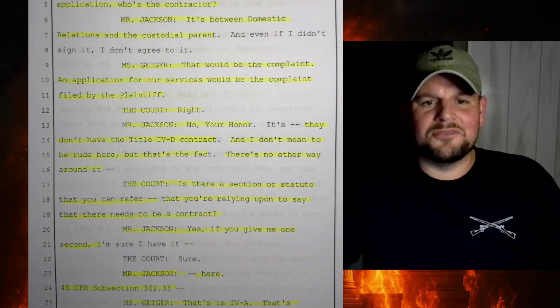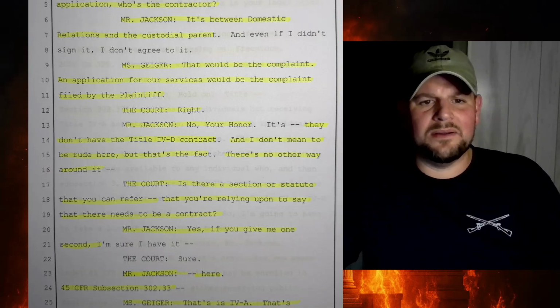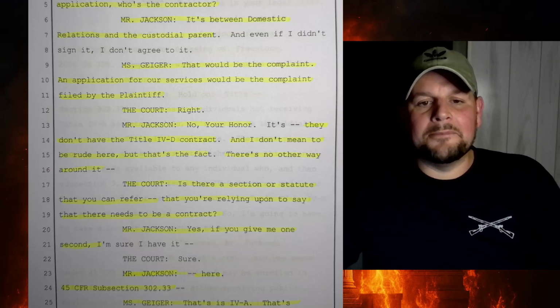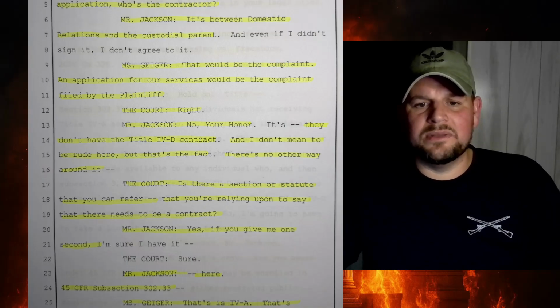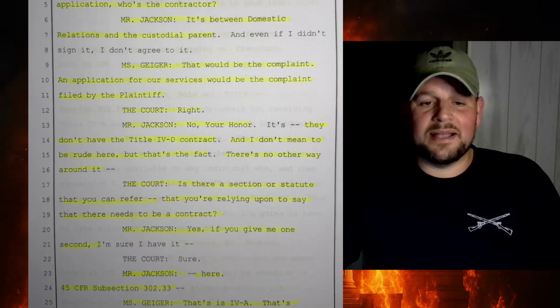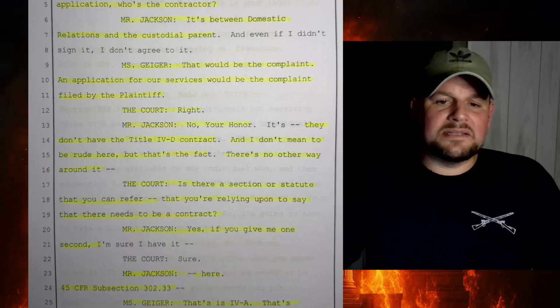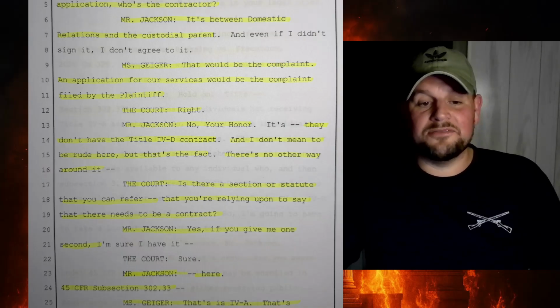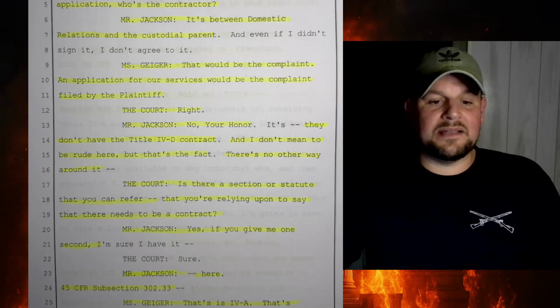They don't have a Title 4D contract, and I don't mean to be rude here, but that's the fact. There is no other way around it. And I said contract, and I should have said application. And then he asks, is there a section or statute that you're relying upon to say there is or needs to be a contract application? And I said, yes, if you give me a second to look. And then I said I found one here, 45 CFR 302.33, which is exactly what it was.